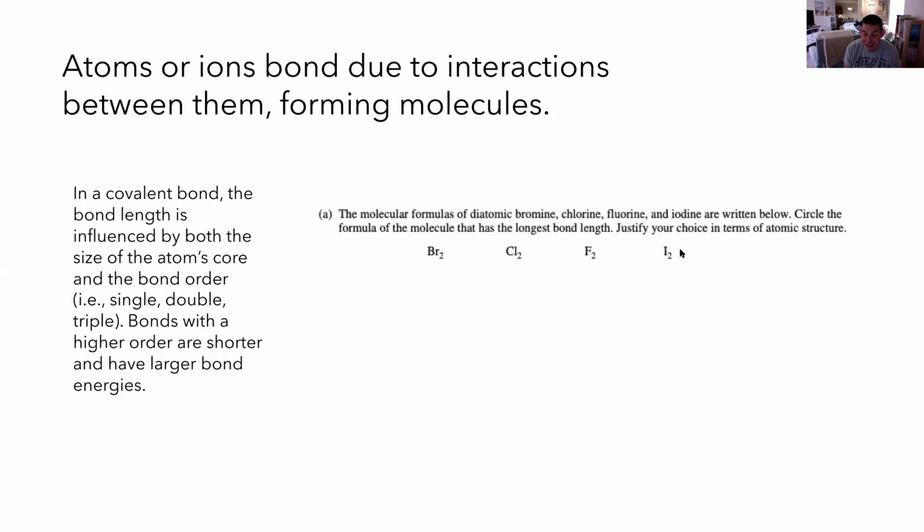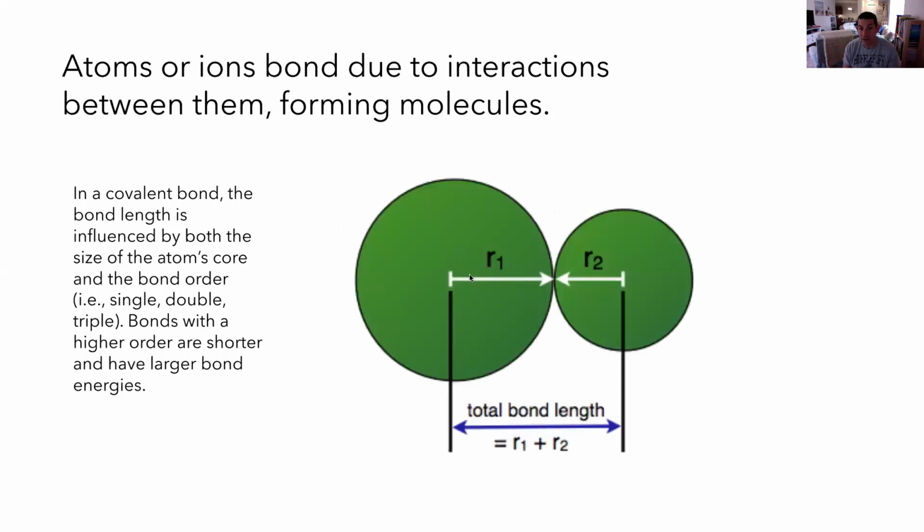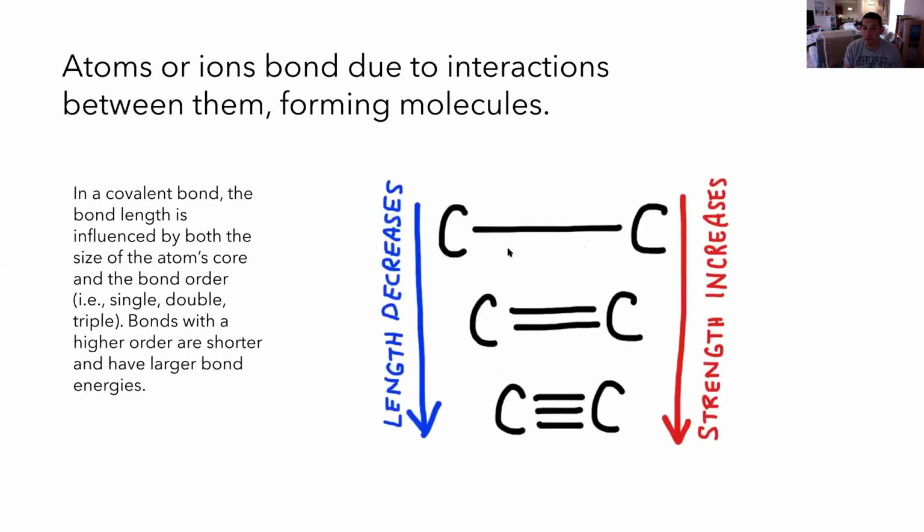The answer is iodine. The iodine atom is the biggest of these four atoms. All right, so if it's a big atom, its bond length is going to be from its nucleus to its outermost electron. So if we have two iodines, they're going to be really far apart relative to two fluorines, which are significantly smaller atoms.